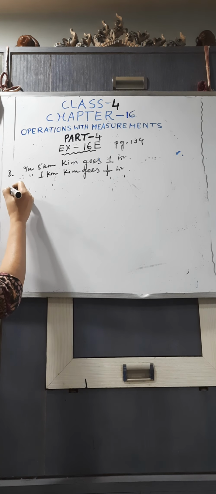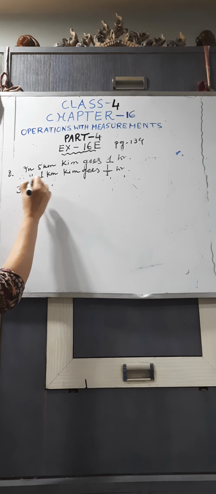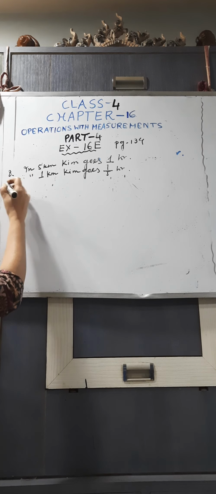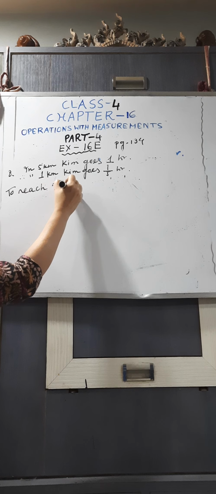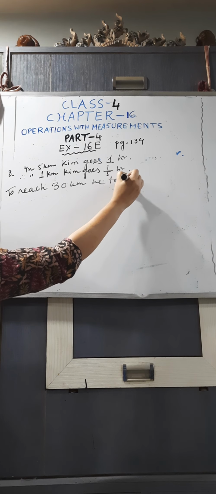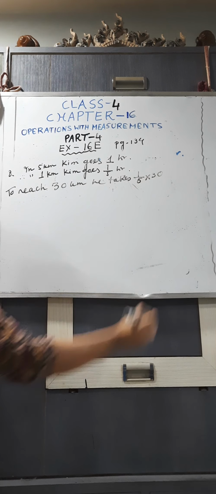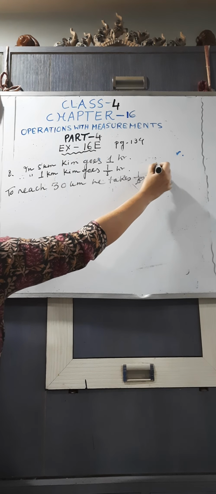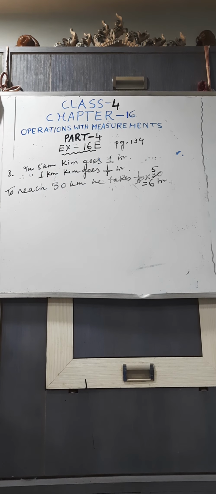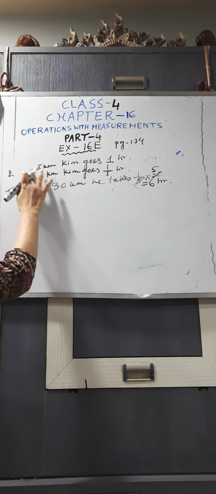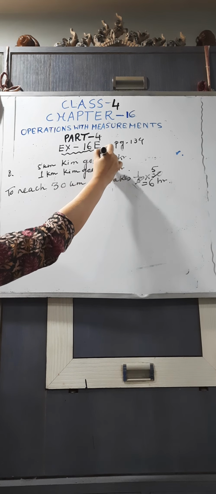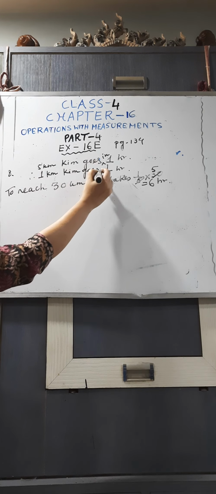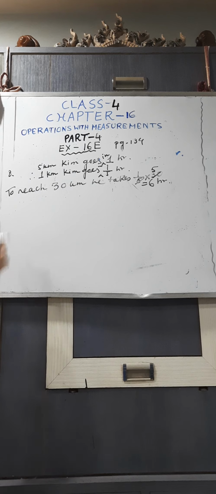Okay. Therefore, for total 30 kilometer, he takes 1 by 5 into 30, that is a unitary method that you have already done. So we will divide 30 by 5, that is 6 hours. Therefore, 1 kilometer Kim goes in 1 by 5 hour. To reach 30 kilometer, now he takes how much time? 1 by 5 into 30 using unitary method, that is 6 hours.